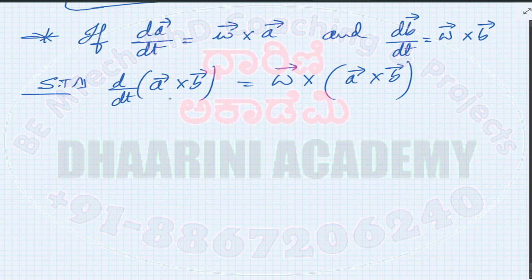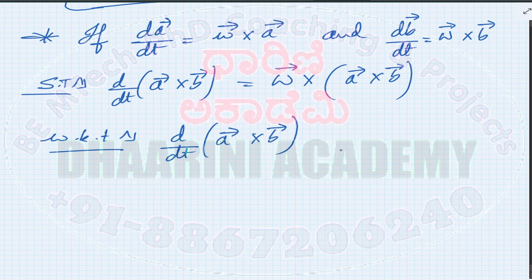Now let's start with the definition, what we already know. If you want to perform d by dt of vector a cross vector b, then what will we write? We already know this is equal to: keep the first vector, take a cross product with the differentiation of the second vector, that is db by dt, plus dA by dt cross vector b.